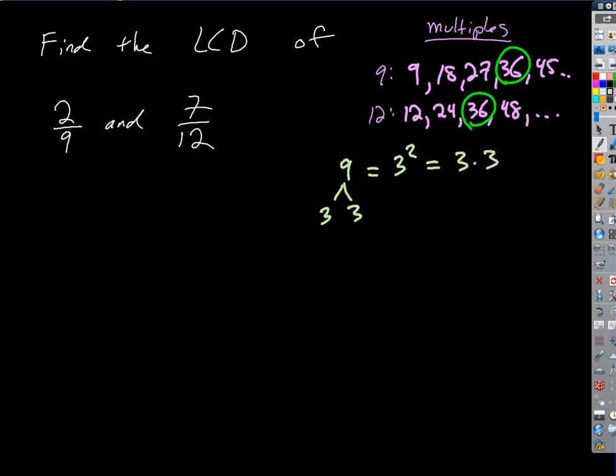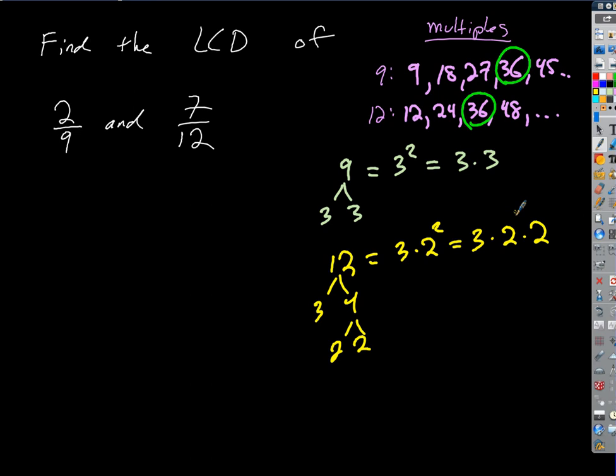Okay, what about 12? 12 breaks up into 3 and 4, and 4 breaks up into, if we want prime factors, 2 and 2. So 12 is equal to 3 times 2 squared, or 3 times 2 times 2. Okay? So if I want to find the smallest number that they both divide into, I don't really have to take the product of all of those factors, only the ones that aren't common, right?